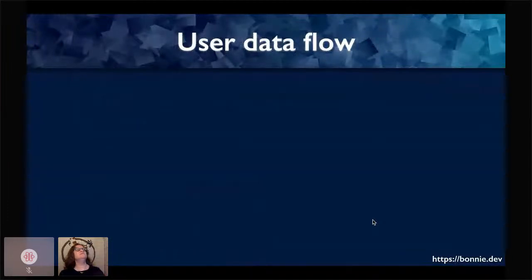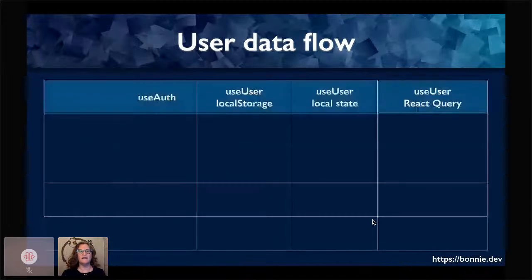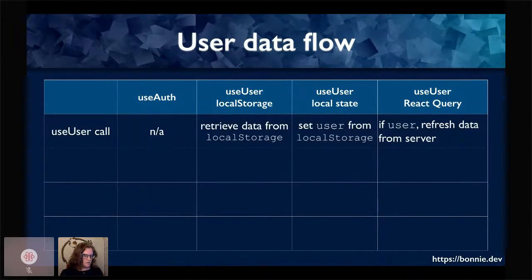To get into more details, this is what the responsibilities look like. So in every step, potentially we're going to have useAuth doing something, useUser communicating with local storage, useUser communicating with the local state, and useUser communicating with React Query. So when the useUser is first called by a component, the useUser retrieves the data from the local storage, and then it sets the user state, the local state, from local storage. And if that user is not falsy, if it's truthy, React Query will refresh the data from the server, because that's what happens when you first call useQuery.